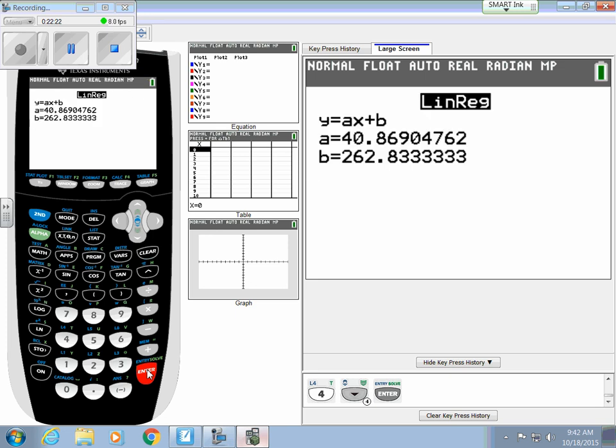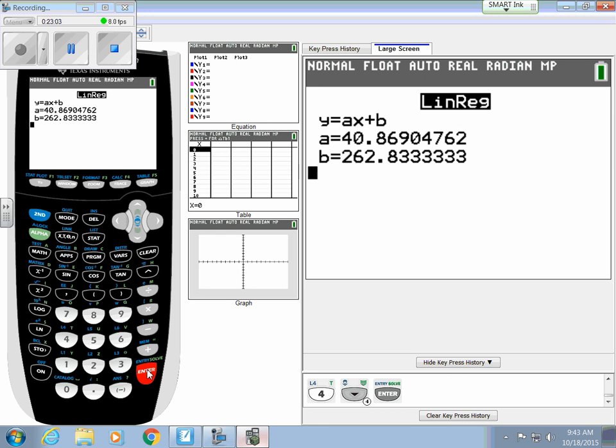And here is the equation that they get. Y equals, and notice A is your slope and B is your y-intercept. So they'd really get y equals 40.8 or 40.9x plus about 262.8. Again, this is the exact answer, which was very, very close to what our approximation was. What was it? 41.3x plus 258.8. So here is how we do the exact same thing, but just typed into the graphing calculator. There it gives us the line of best fit.